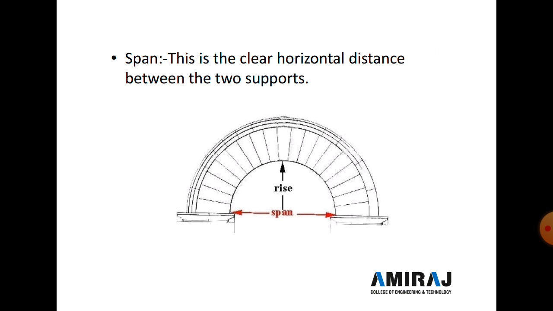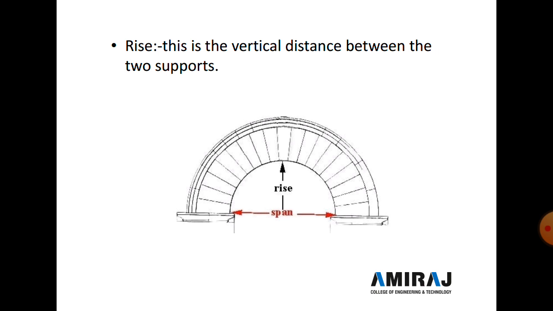Now next is the span. Span is the clear horizontal distance between the two supports. Here two columns or walls are provided, and the corner to corner horizontal distance between them is known as the span. Now next is the rise. This is the vertical distance, measured from the span line to the inner part of the arch, known as the rise.